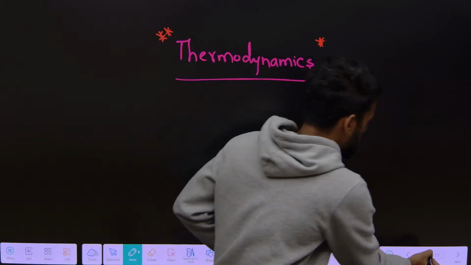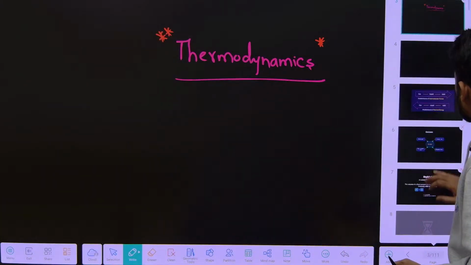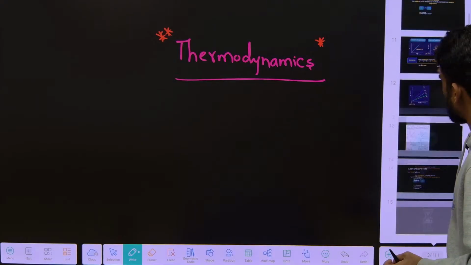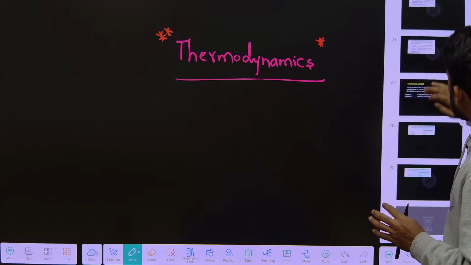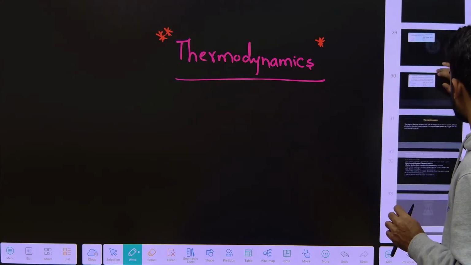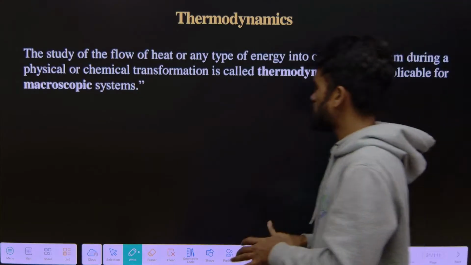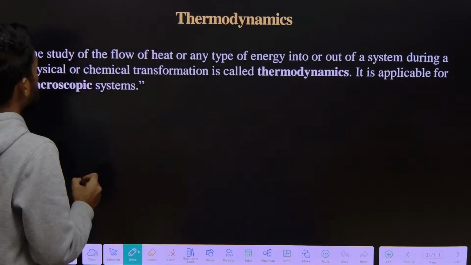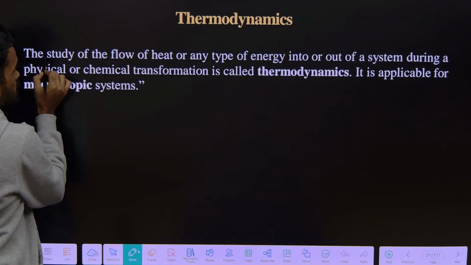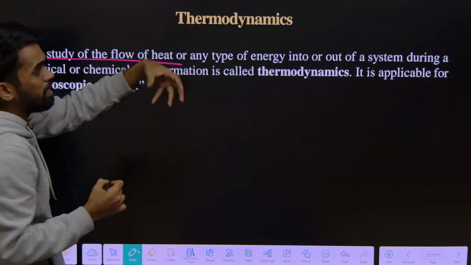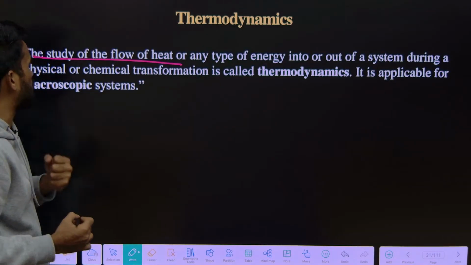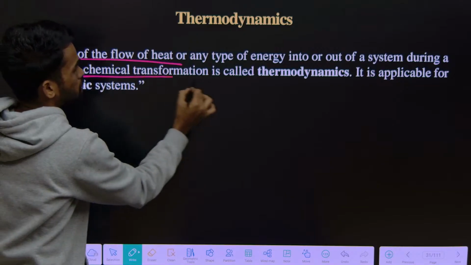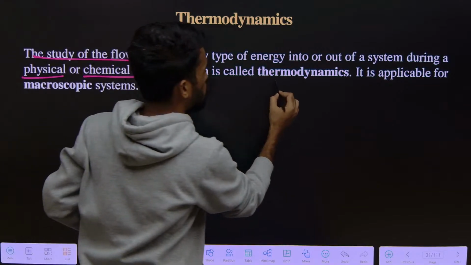So let's begin the session with the basic terms first. What are the basic terms we will be using in this thermodynamics, and after that we will be seeing the PYQs of this thermodynamics. So look at this, what do we mean by thermodynamics? It is the study of flow of heat or any type of energy into or out of a system during a physical or chemical transformation, and this is called thermodynamics.